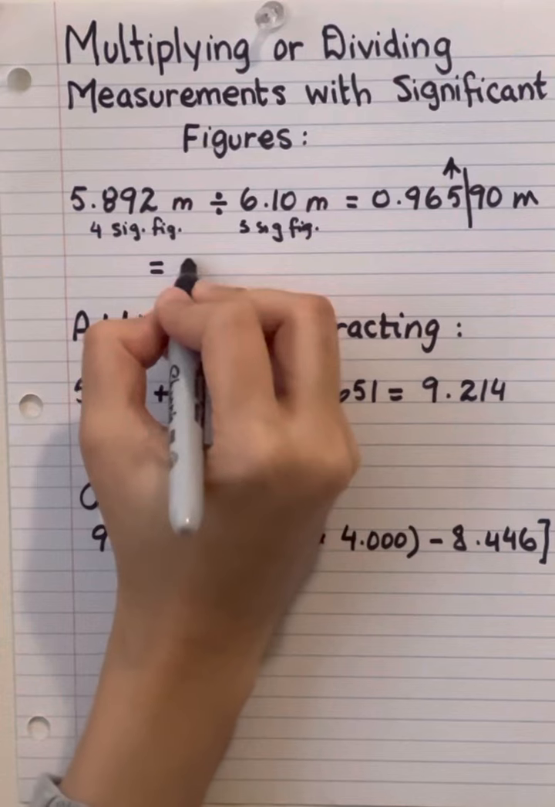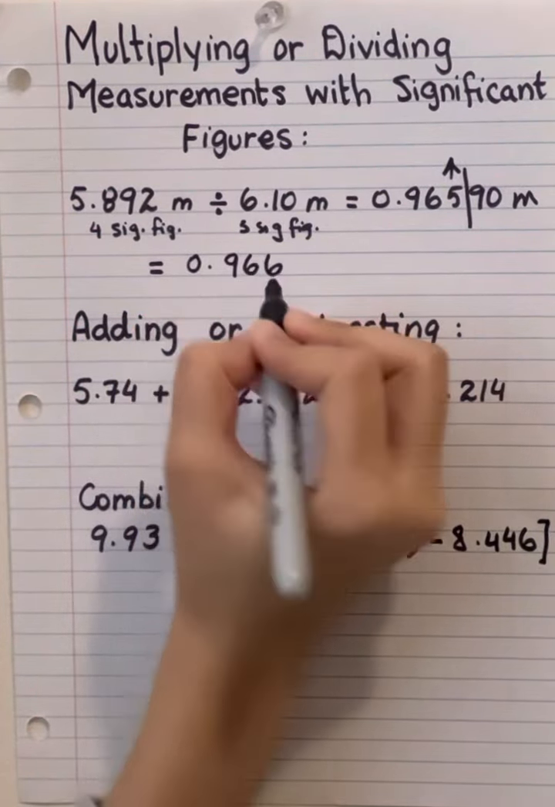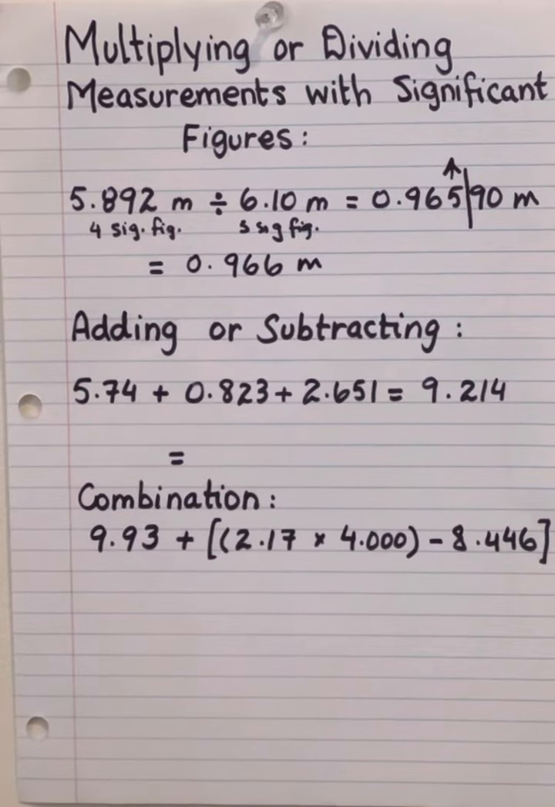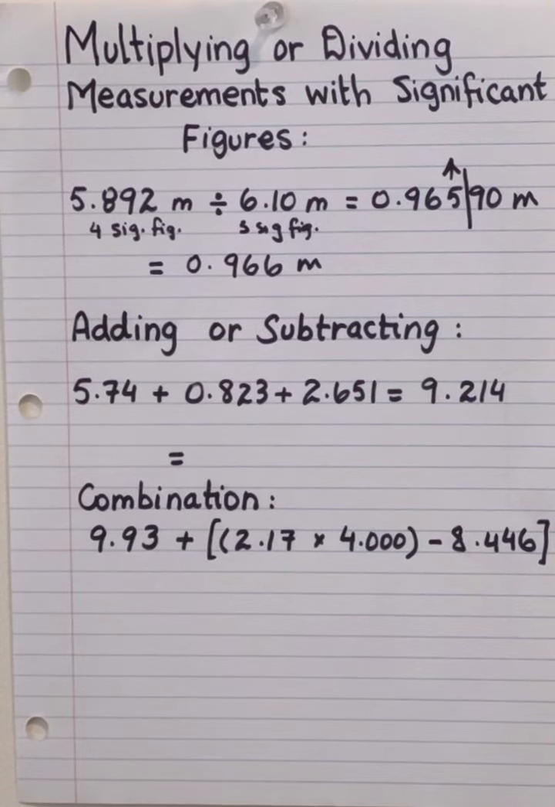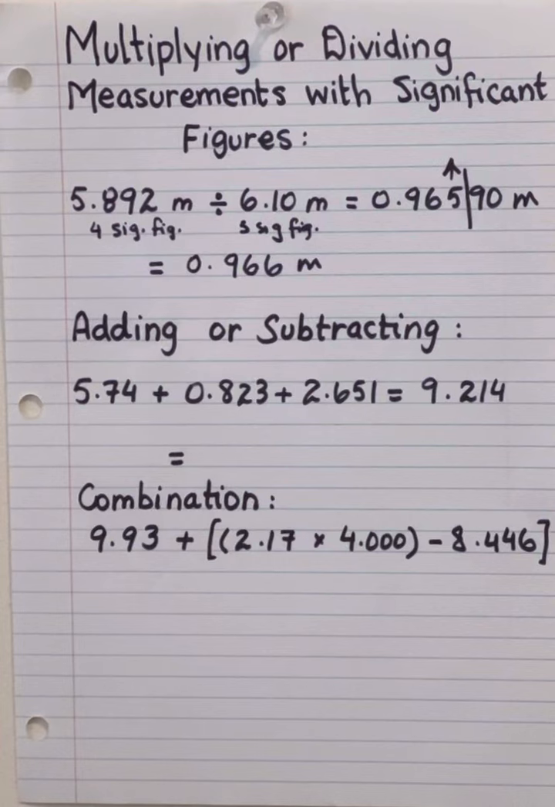So our answer is going to look like 0.966 meters. That's the answer with the correct number of significant figures. Now, when we're adding or subtracting measurements, we have to keep in account their decimal places. So when we're adding or subtracting, the result should have the same number of decimal places as the measurement with the fewest number of decimal places.